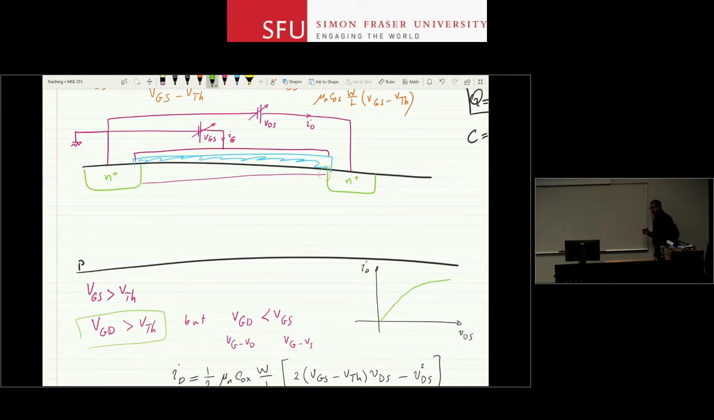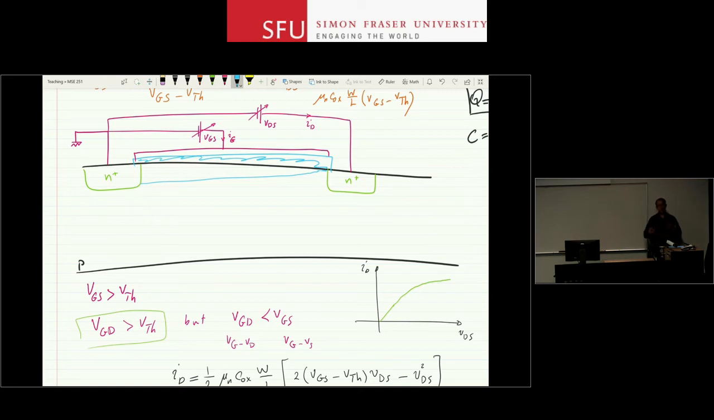So what will happen at that point is that when your VGD becomes smaller than VTH, your channel vanishes at the drain end. So you will deal with a situation where the channel now extends from the source all the way to very close to the drain, just about where it needs to meet the drain, and the channel vanishes. You don't have the condition to keep the channel at that end of the resistor anymore. And this is called channel pinch-off.